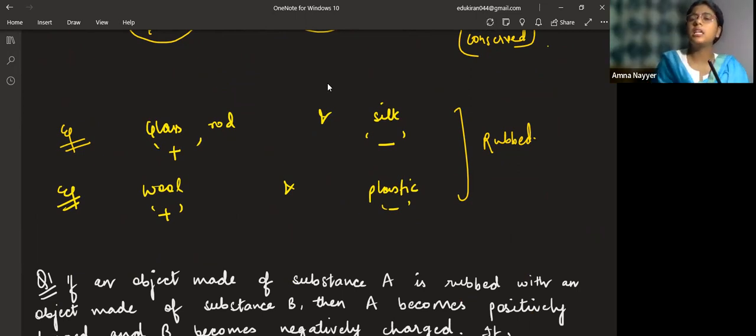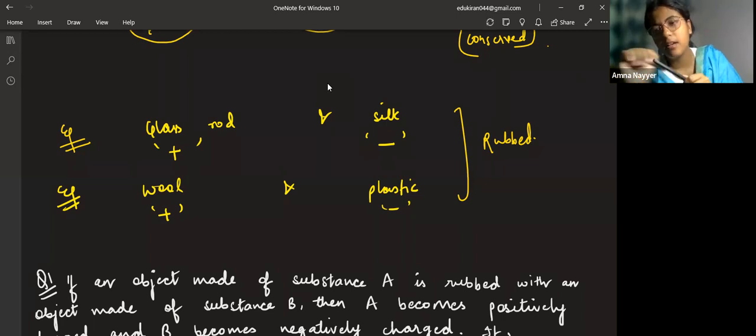Let's say this is a glass rod, rubbed with a silk cloth. So what happens? The glass rod loses electrons and becomes positive, while the silk cloth gains electrons and becomes negative. The same thing happens with wool and plastic. When wool and plastic are rubbed against each other, plastic acquires the negative charge, while the wool cloth becomes positive.